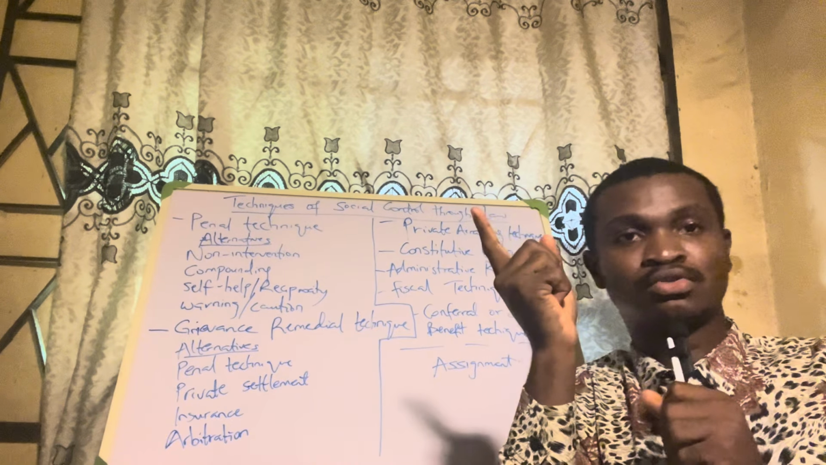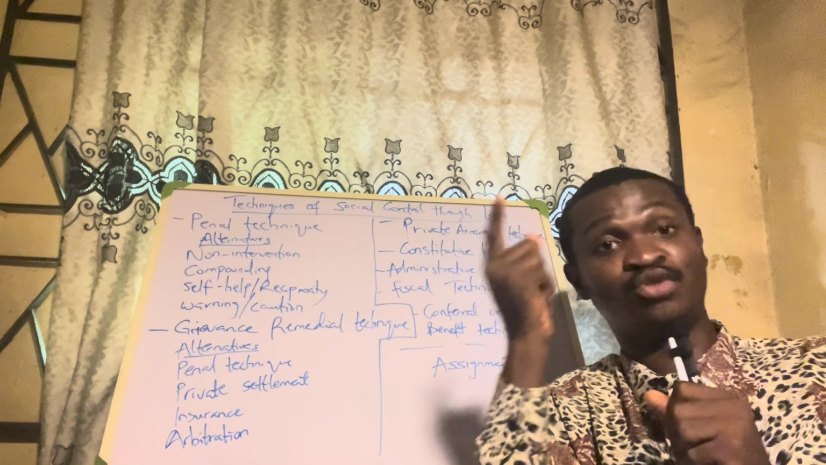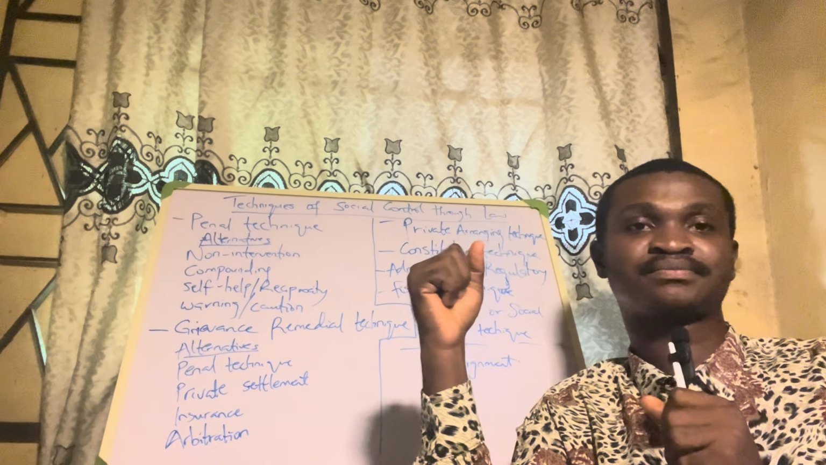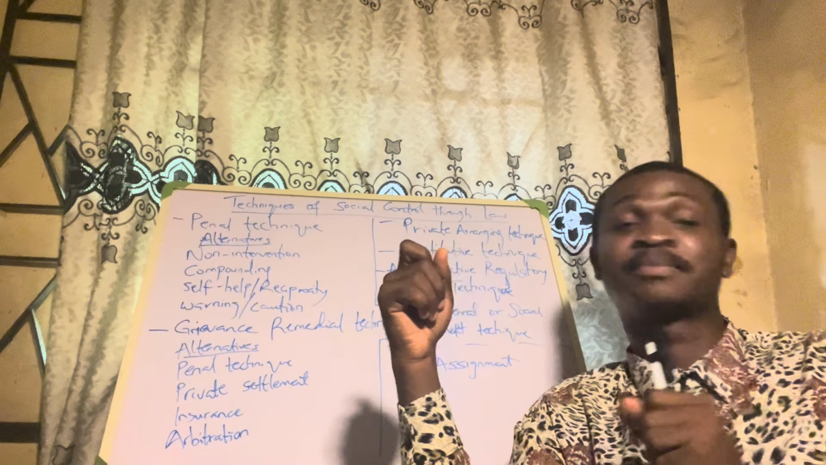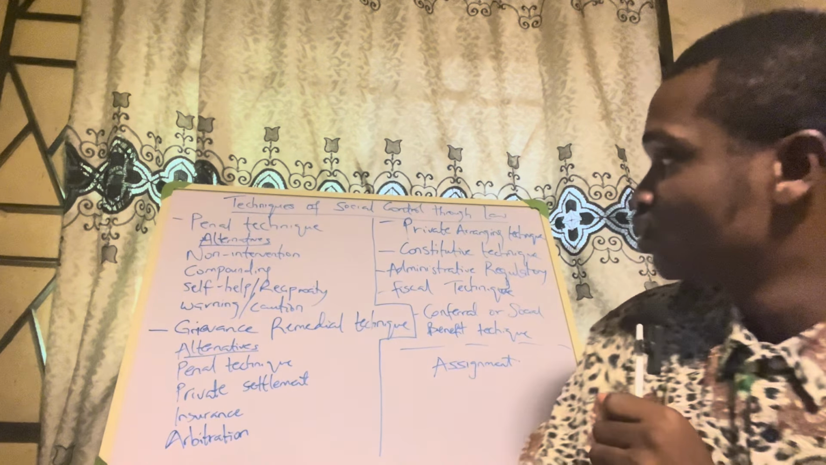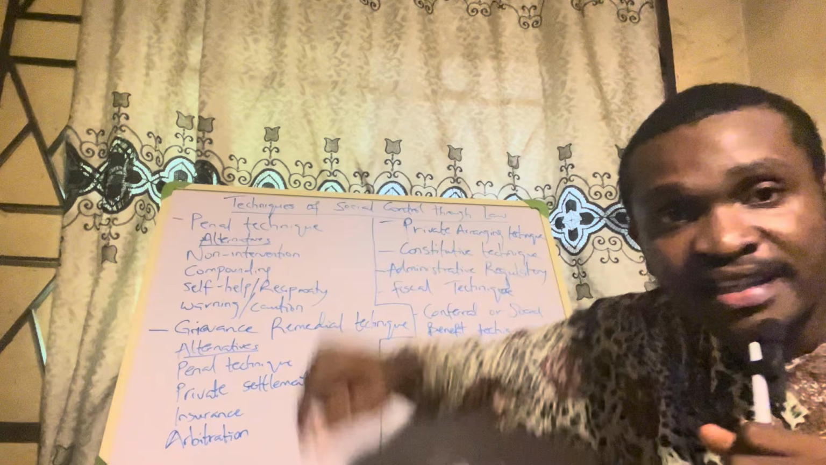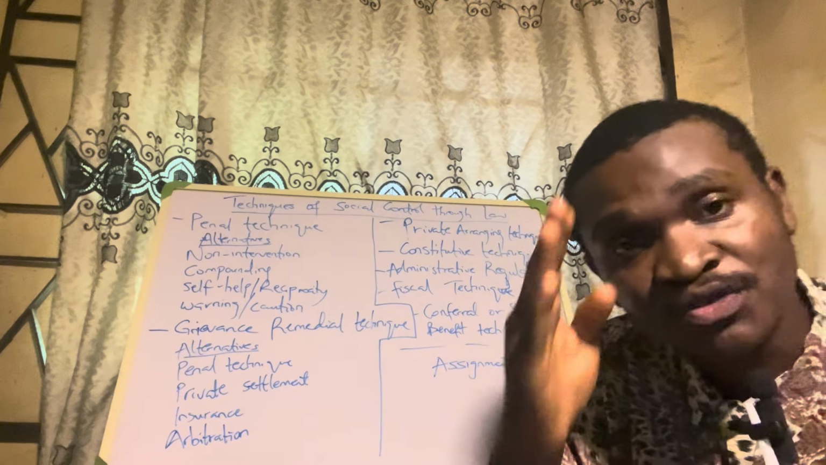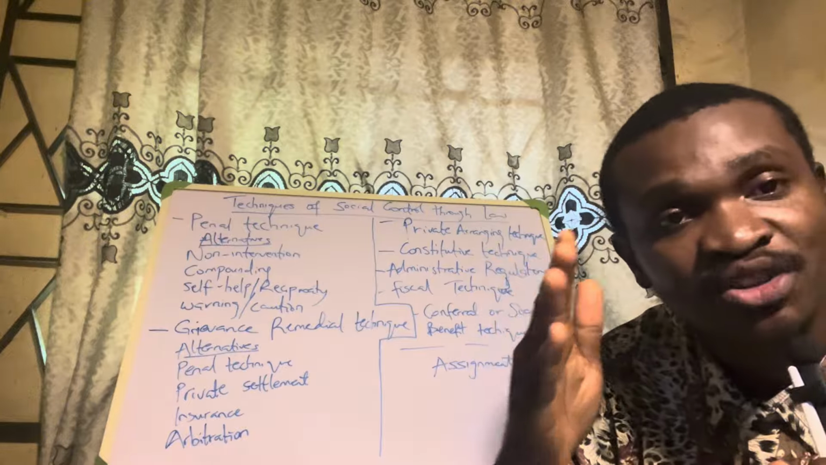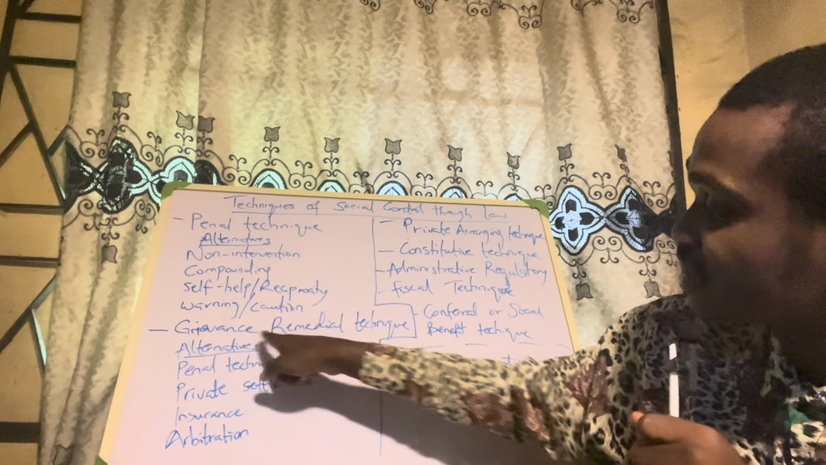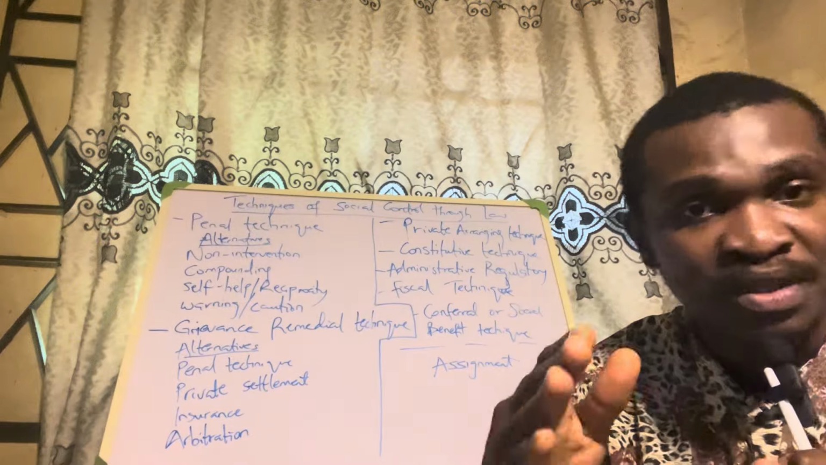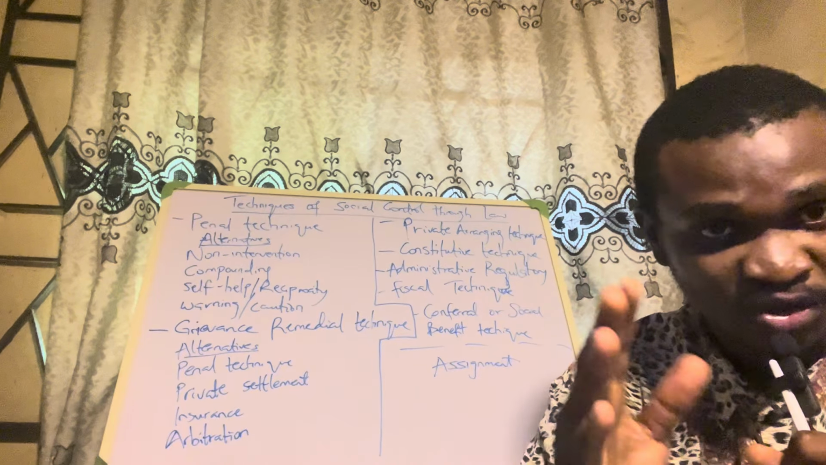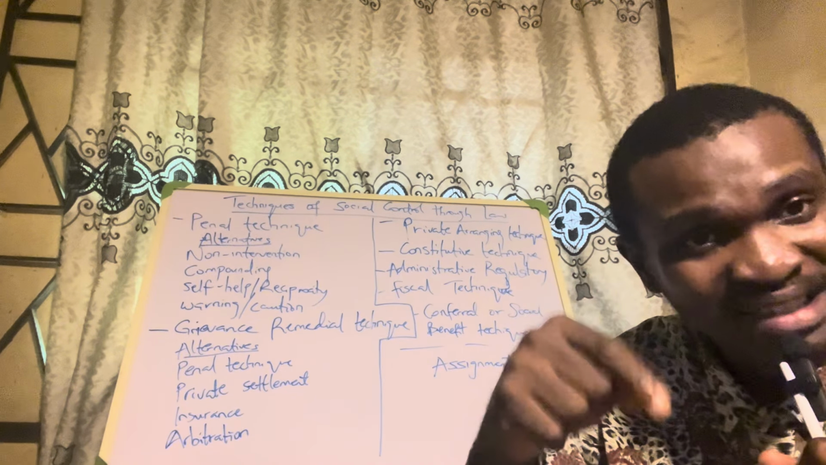See, don't do this again. If you do it again, we will arrest you and we will charge you to court. So that is that about penal technique and its alternatives. Remember I said that penal technique is related to criminal law. If you don't know what criminal law is, and if you cannot differentiate it from civil law, because grievance remedial technique deals with civil law, then you are not supposed to be here. You're supposed to be watching my previous video in this playlist.